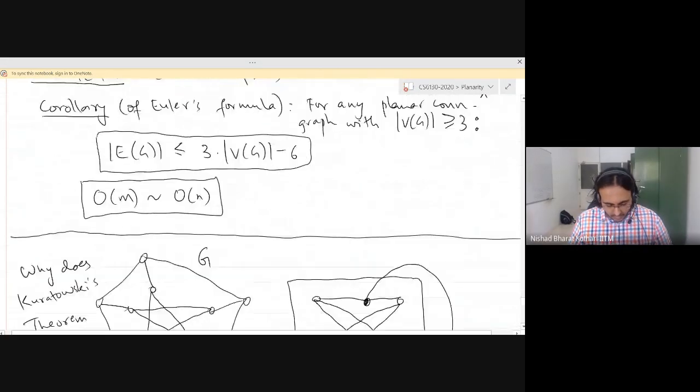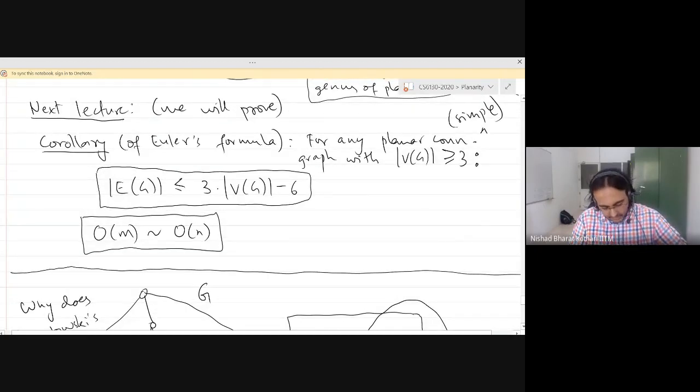All right, so I mentioned at the end of the last lecture that we will discuss this corollary of Euler's formula today. We will prove it, that the number of edges is linear in the number of vertices. In particular, it is less than or equal to 3 times the number of vertices minus 6 for any planar connected graph with at least 3 vertices. So why do we need this? Can anybody give me a counterexample?